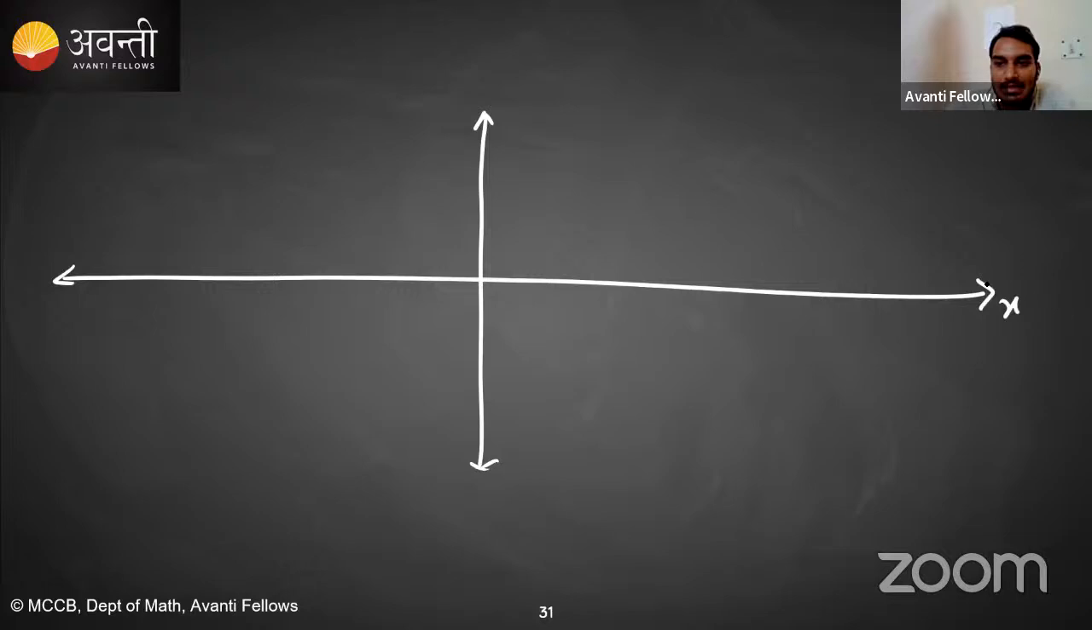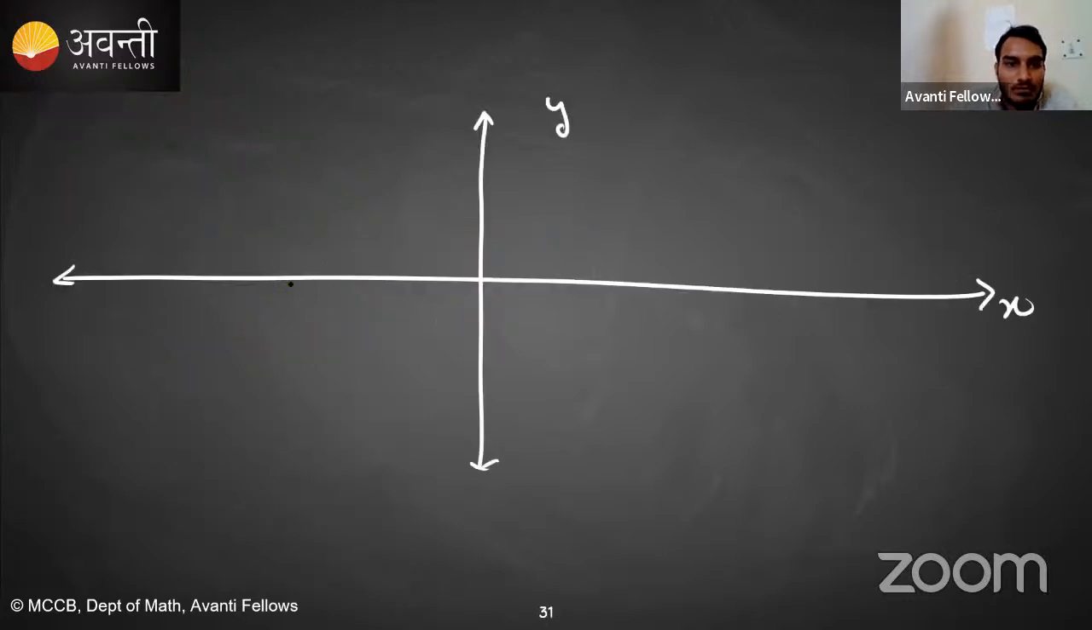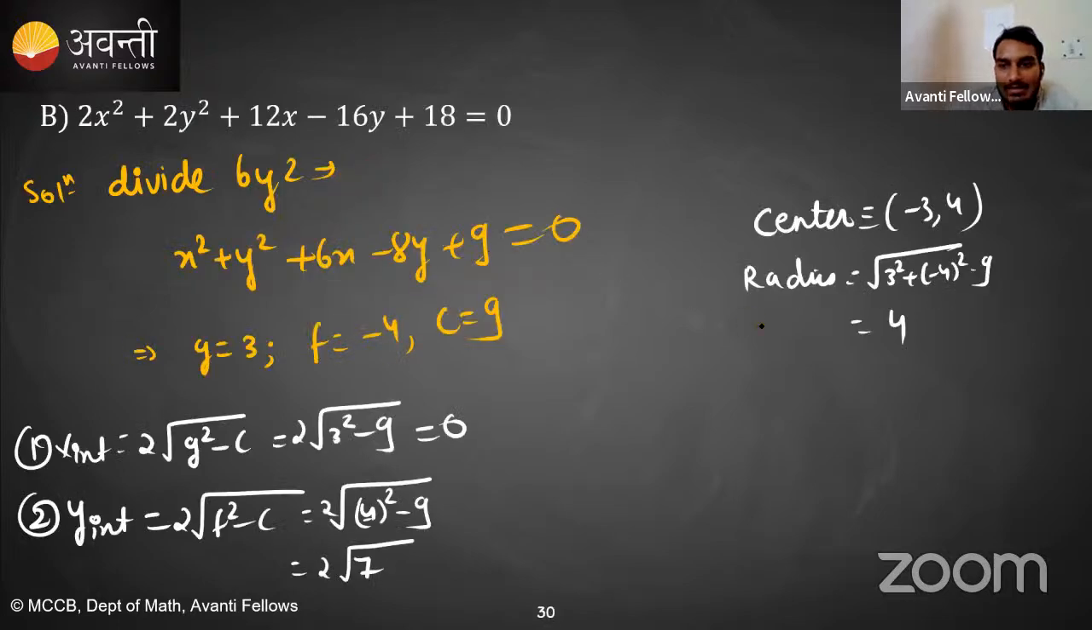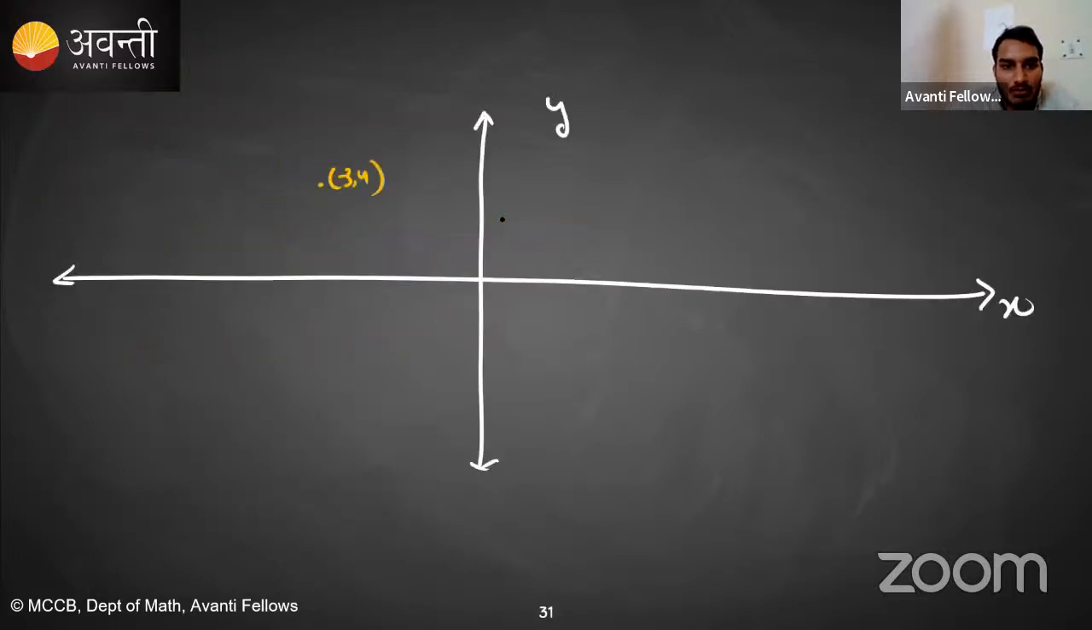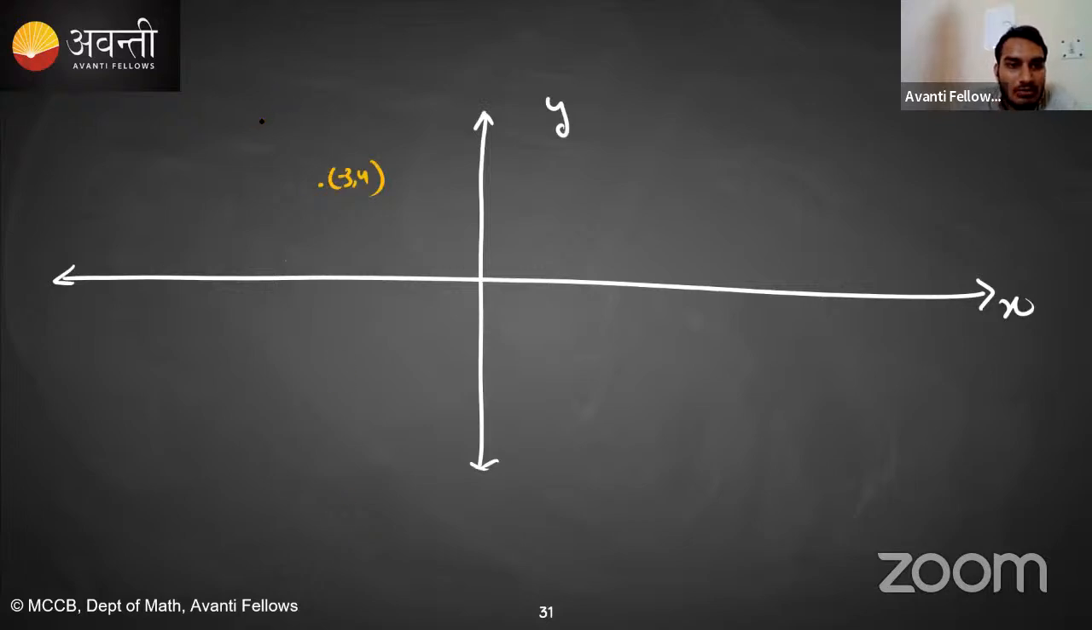This is the x-axis, this is the y-axis. What is the center of the circle? The center is minus 3 comma 4. Again in the second quadrant, let's say somewhere here is minus 3 comma 4. The radius is 4. And the x-intercept is 0 and the y-intercept is 2 root 7. So maybe the circle would be like this.